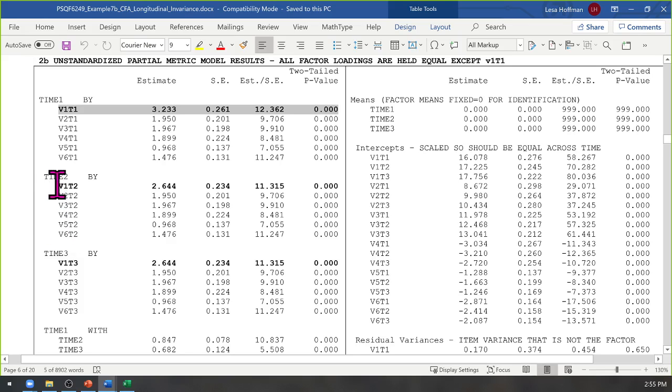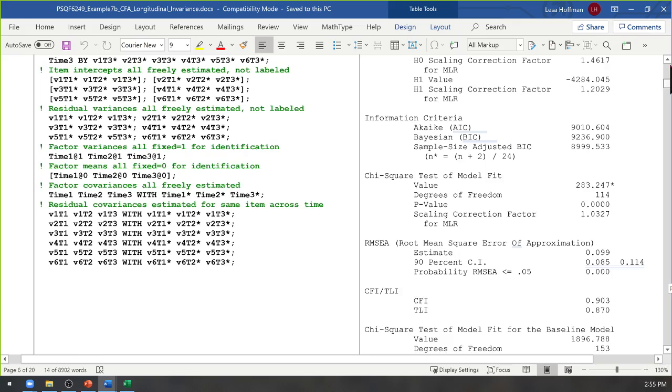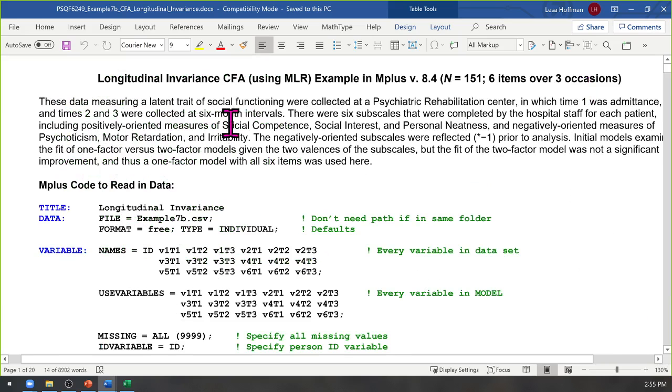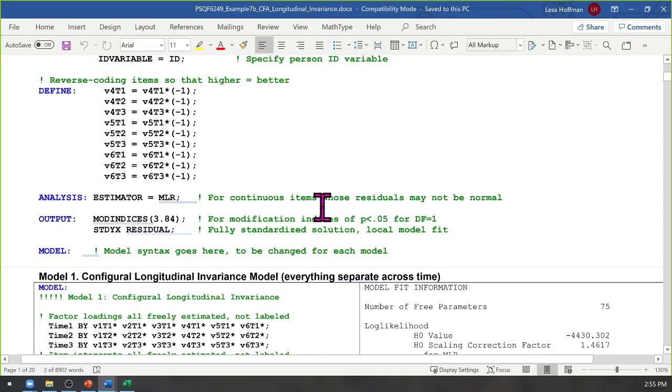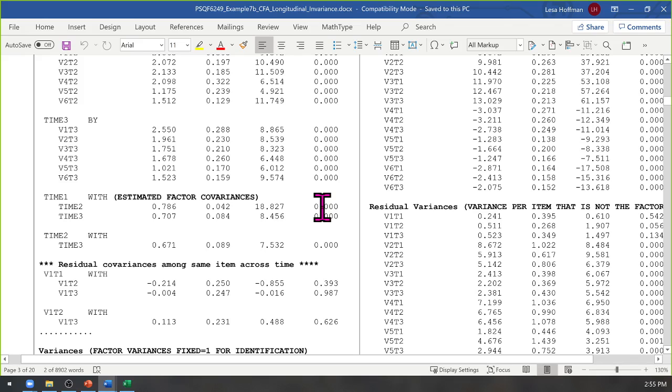And what happened is that it looks like the first item has a stronger loading at the first occasion than at the other 2. So for whatever reason, this item is more related to the trait at the first occasion than the other 2. Item 1, just to recall, is measuring social competence. So that is more related to the trait as rated by these different therapists and personnel at the hospital where all of these patients are being administered. Okay, so we're starting with that.